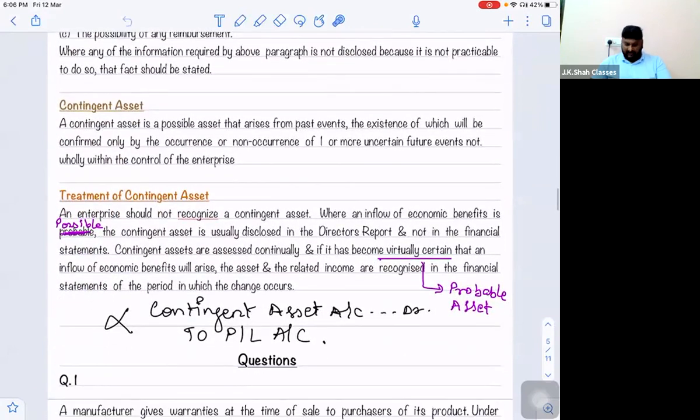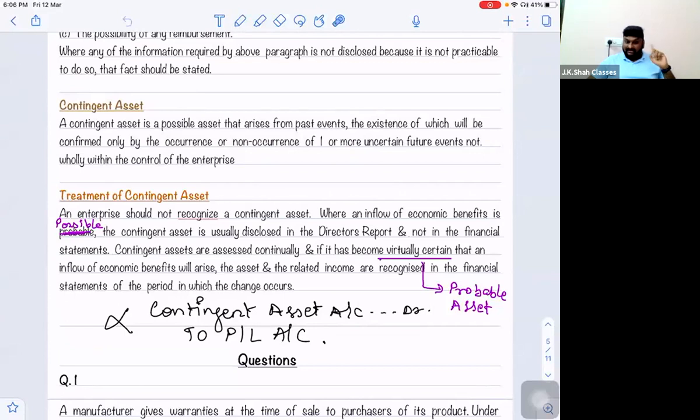Now moving on to the last part of the topic, that is contingent asset. The contingent asset definition is exactly the opposite of a contingent liability. In contingent liability, what we learned is that it is a possible obligation. Here it is not an obligation. Here it is your asset. So we use the words possible asset arising out of past event.